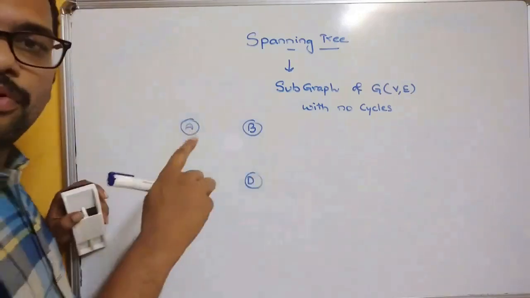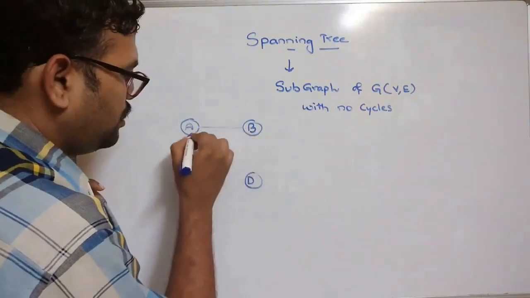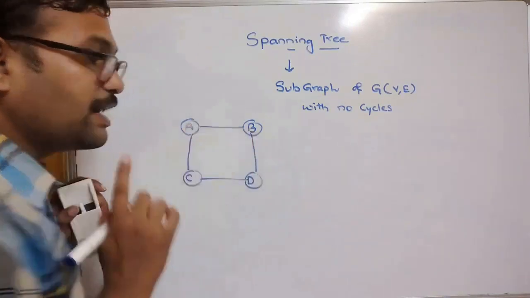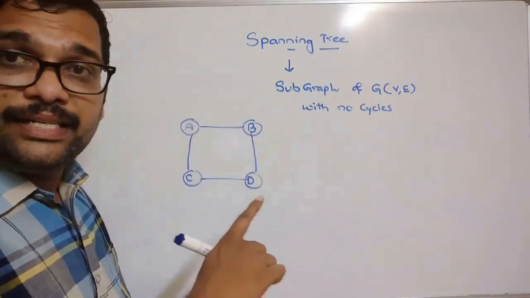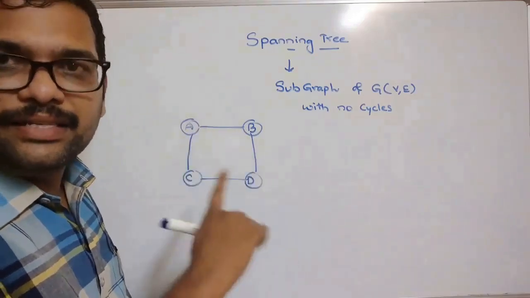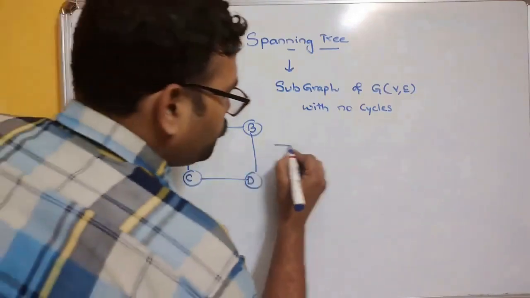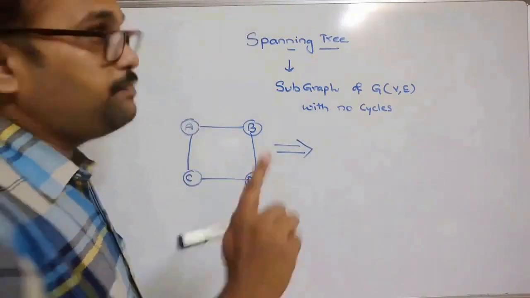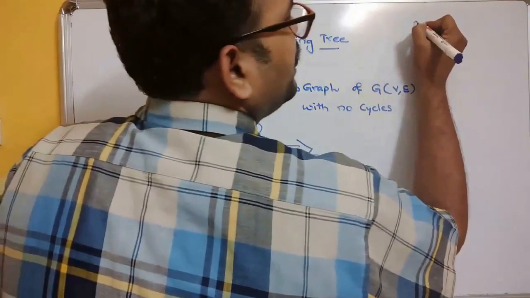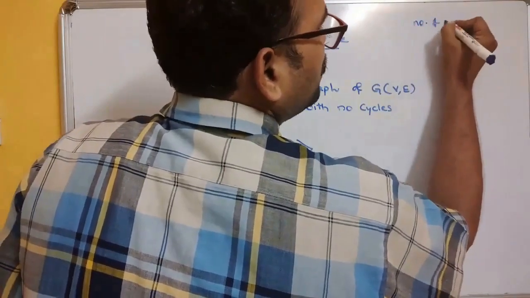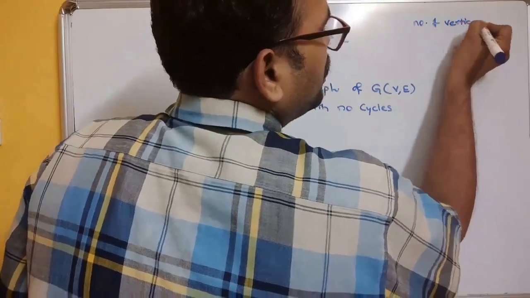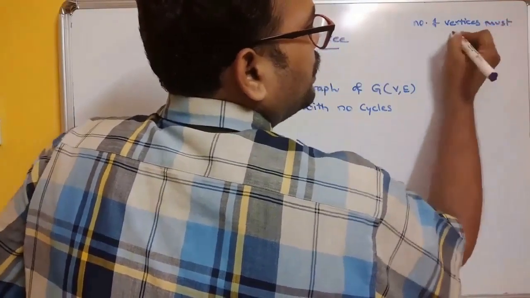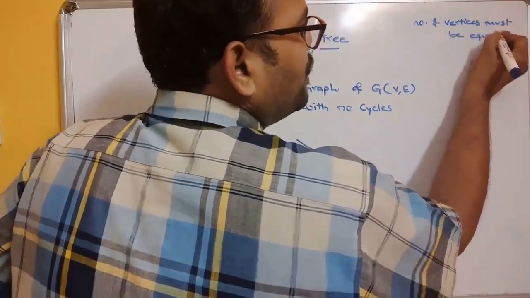These are the 4 nodes, and this is a connection between all these nodes. So this is a graph. Okay, so edges, vertices and cycles, right? So now we should construct the spanning tree. So what is the first rule? First rule is the number of vertices must be equal in both the graph and the spanning tree.